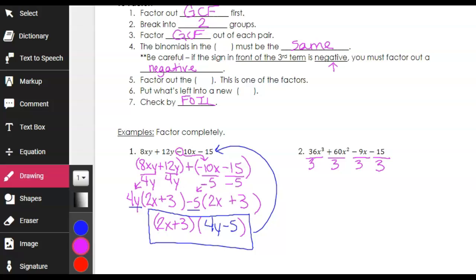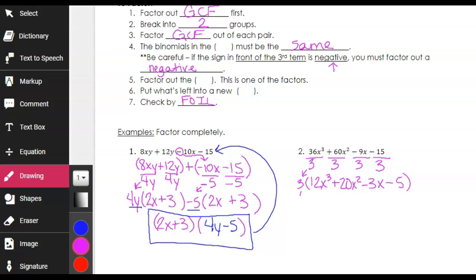For the variables, we have x cubed, x squared, x, and no variable at all. So that means that they can't all give up an x, so 3 is just my GCF. 36 divided by 3 is 12, x cubed. 60 divided by 3 is 20 with an x squared. Negative 9 divided by 3 is negative 3 with an x. And negative 15 divided by 3 is 5.